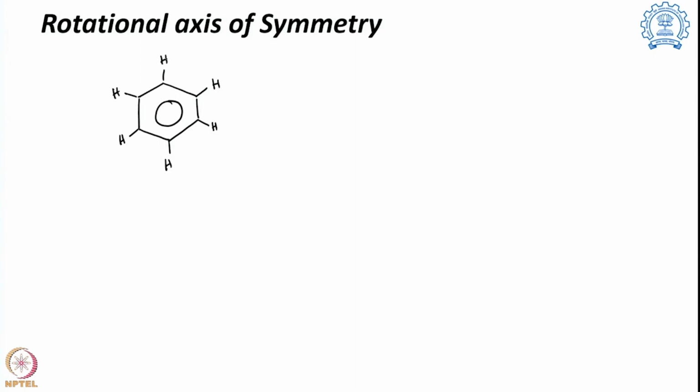Now, over here if I ask you to find out where is the axis of rotation, you will see there is one in the middle. If I rotate 60 degrees, I am going to find a new configuration which will be superimposable and indistinguishable.